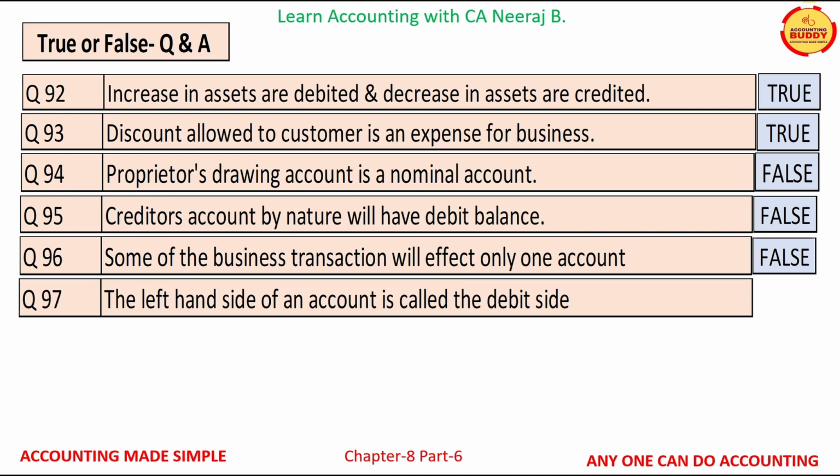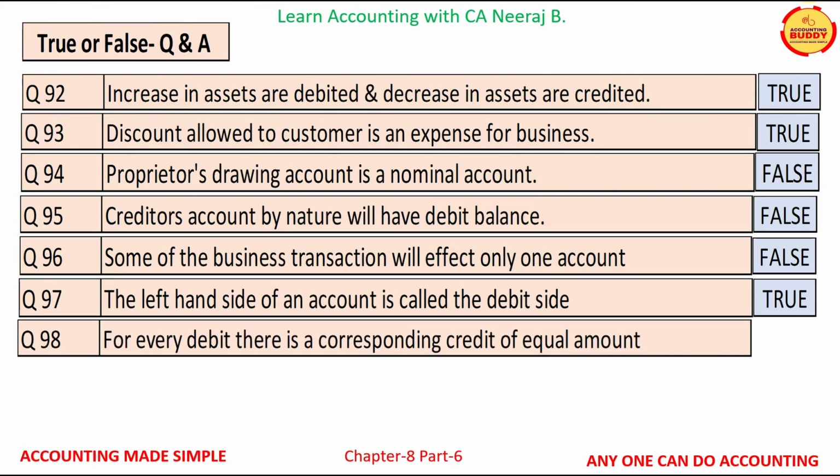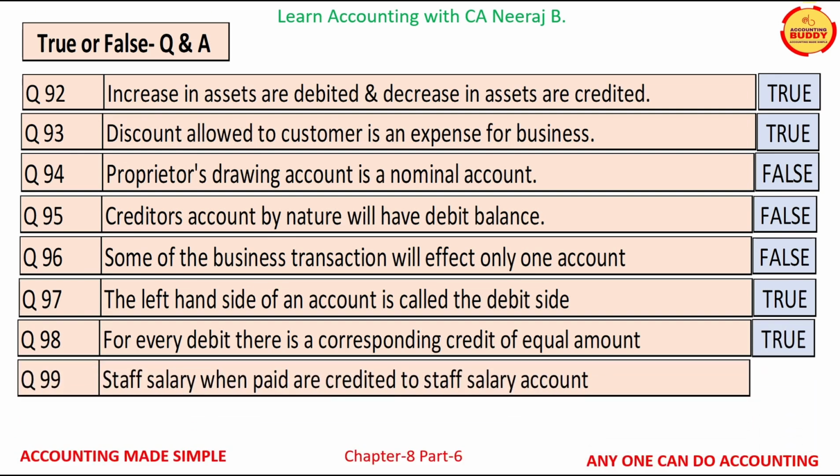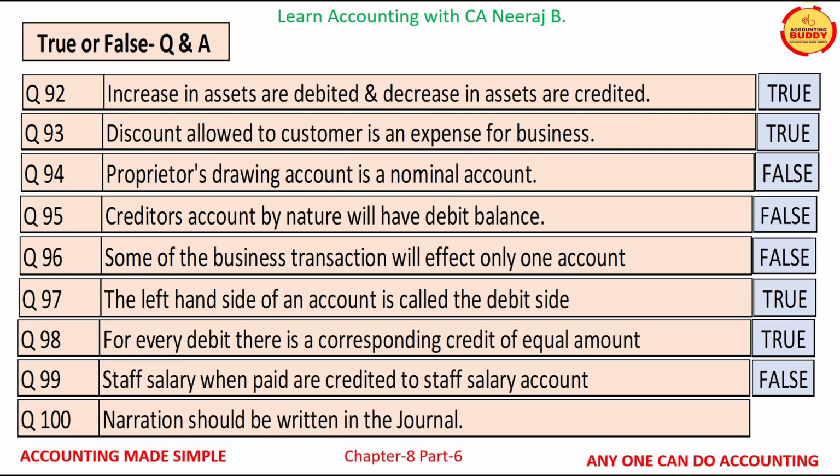Question number 97. The left hand side of an account is called the debit side. This is a true statement. Question number 98. For every debit, there is a corresponding credit of equal amount. This is again a true statement. Question number 99. Staff salary when paid is credited to staff salary account, which is a false statement. Question number 100. Narration should be written in the journal. This is an absolutely true statement.